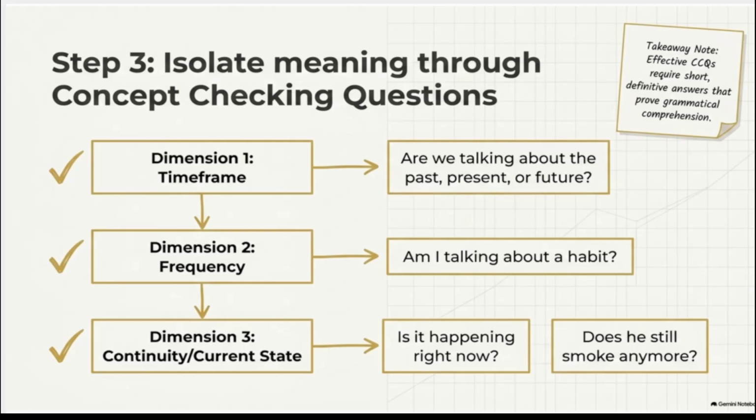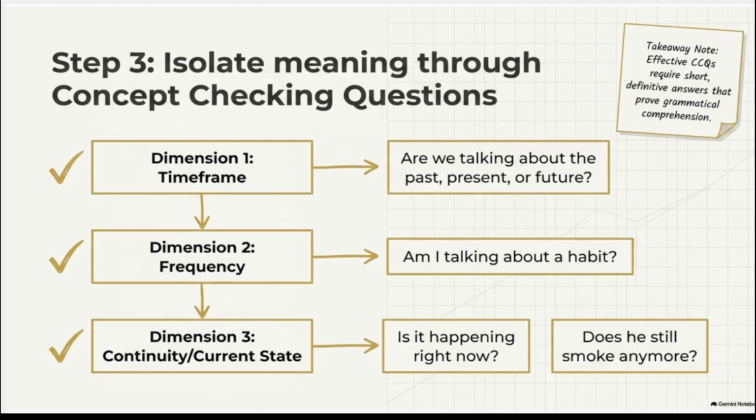Step 3. Isolate meaning through concept-checking questions. Now we come to one of the most important stages. Concept-checking questions, or CCQs. This is where we ask, do the students actually understand the meaning? And there is an important distinction here. A student can produce the correct sentence without understanding its meaning. For example, I say, "He used to smoke." The students repeat, "He used to smoke." Does that mean they understand used to? Not necessarily. This is why we need CCQs.